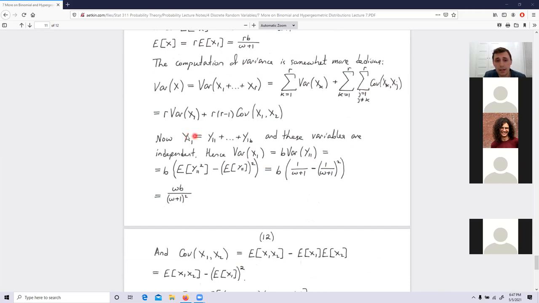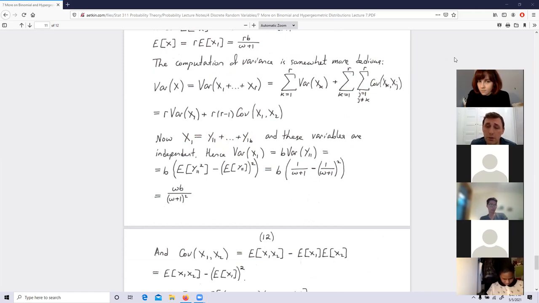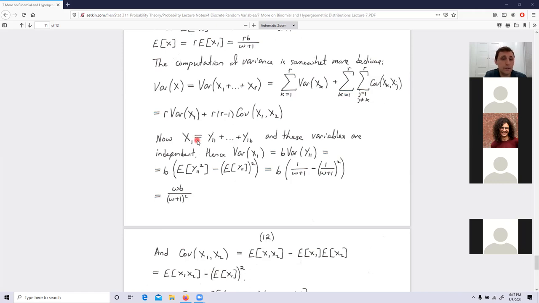Now, first of all, I can look at the expected value. So I have X1, for instance, Y11 all the way to Y1B. And so what is the variance of X1? Now I have independence. Do you agree? Because where one black ball is located will not affect where the other black ball is located. So the variance of X1 will be the variance of Y11 plus the variance of Y12 all the way to the variance of Y1B. I hope you understand.